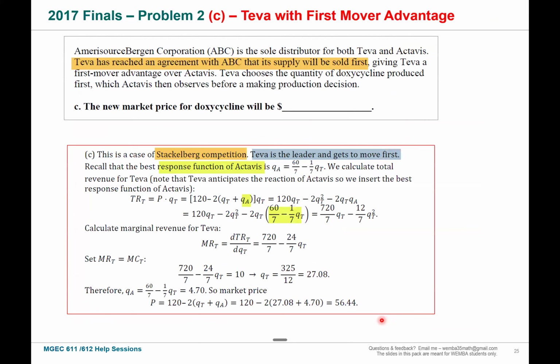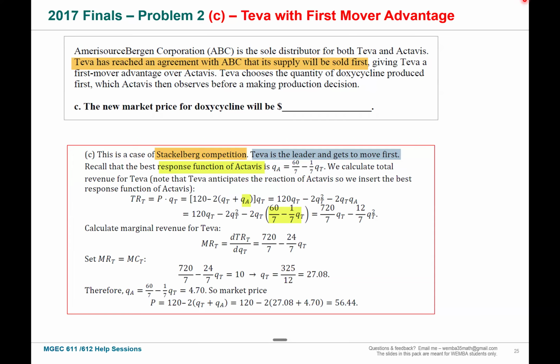Okay, let's try one more. AmerisourceBergen Corporation, ABC Corporation, the sole distributor for both Teva and Actavis. Teva has reached an agreement with ABC that its supply will be sold first. So now we have a first. Somebody is going to go first. In this case, Teva is going to go first, giving Teva a first mover advantage over Actavis. Teva chooses the quantity of doxycycline produced first, which Actavis then observes before making a production decision.